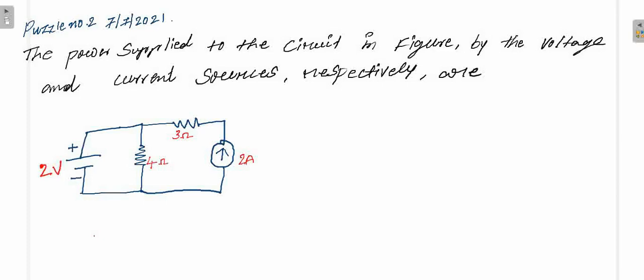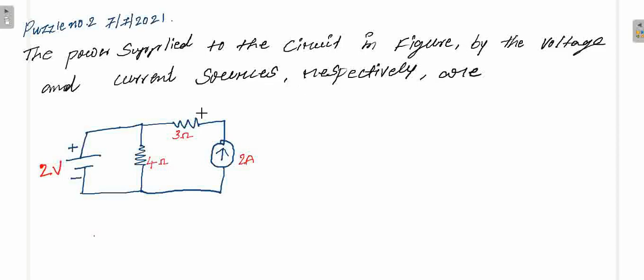7/7/2021, morning session. So in this question, this is your circuit. The question asks for the power supplied to the circuit in the figure by the voltage and current sources respectively. So here they have asked you to find the power supplied by the current source and voltage source.